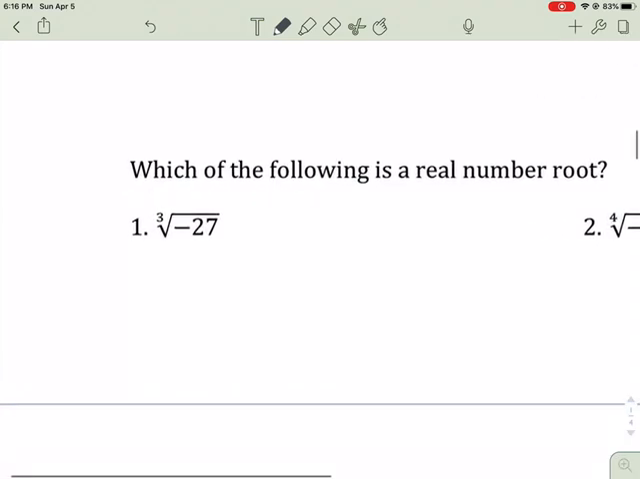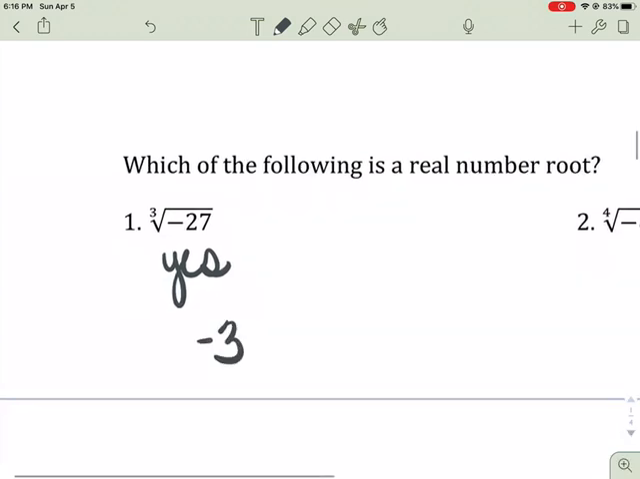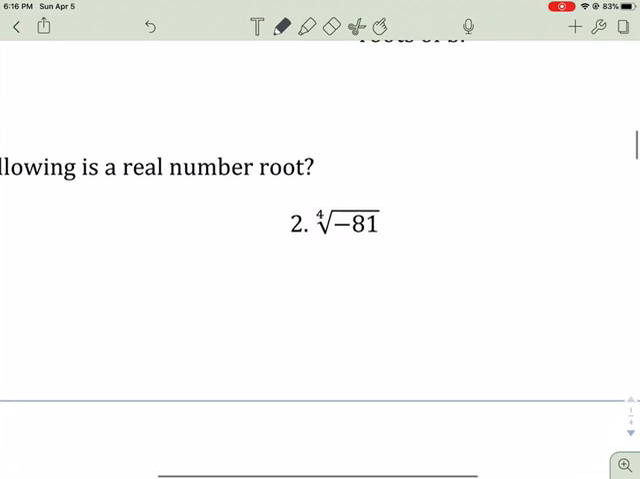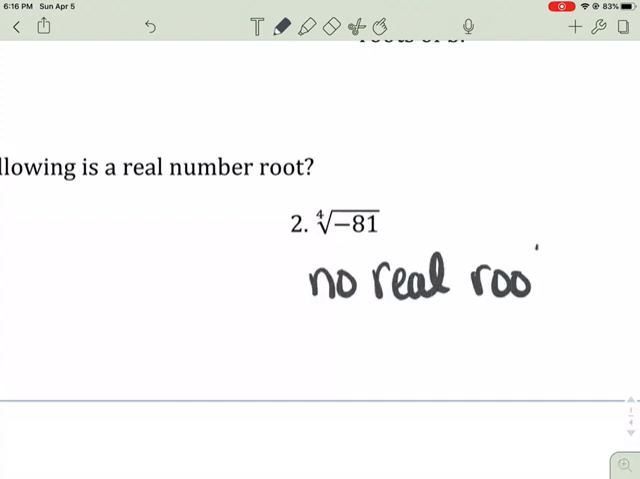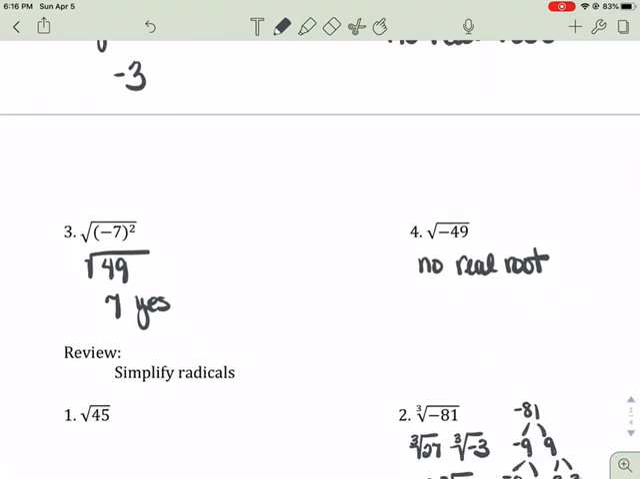All right, so let's take a look at this. Would we have a real solution here? The answer to the first one is yes, because we can take the cube root of a negative number. In fact, that answer is going to be negative 3. But over here, we have the fourth root of negative 81. We can't take the fourth root of a negative number, so this is no real root, because we're not going into the imaginaries.